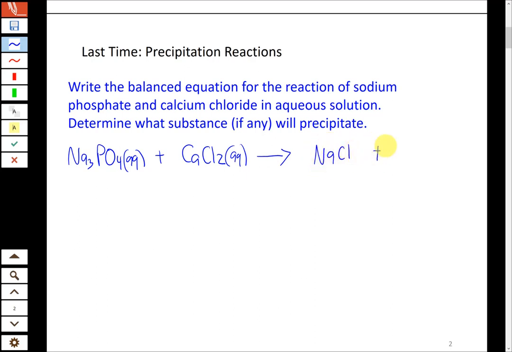And then the second product would be calcium, which is +2. This one, the formula is a little bit trickier to figure out. So the second cation here is calcium 2+, and the anion from the first reactant is phosphate, PO4 3-.